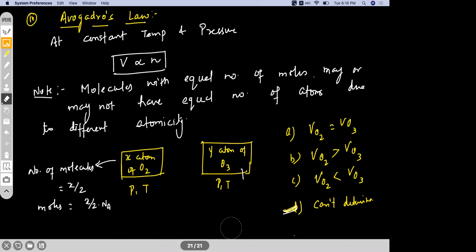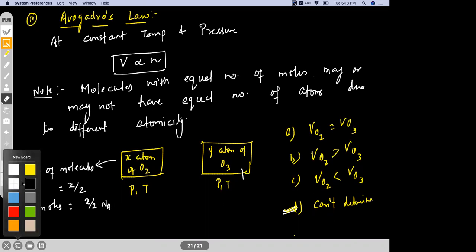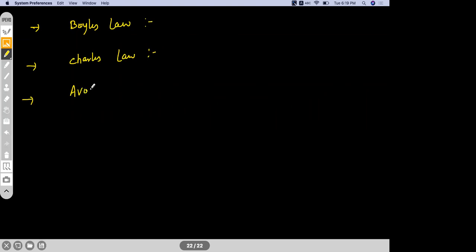Or if by any means they have given the relation of X and Y, then also you can compare the volume. Now, we have discussed four different laws here. Out of the four, I'm considering three. Let's see which ones: Boyle's law, Charles' law, and Avogadro's law. That is BCA: Boyle's, Charles', Avogadro's.